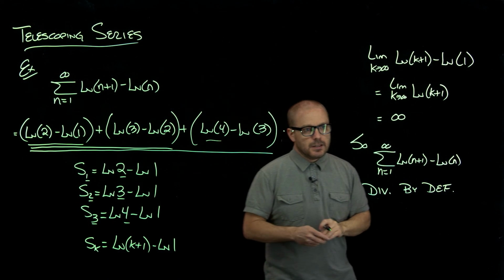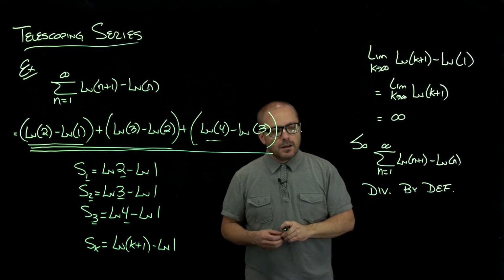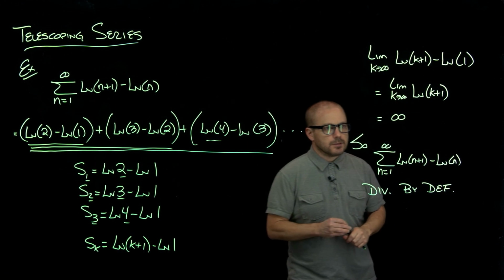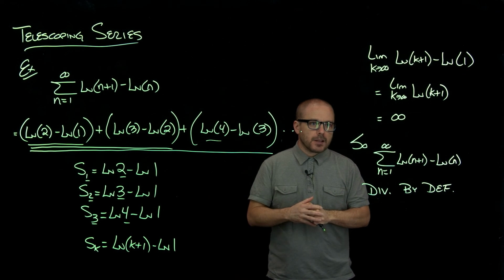Going to infinity, it's not going to any number. So that tells us by the definition of divergence that that's a divergent series. So a couple of things about this.